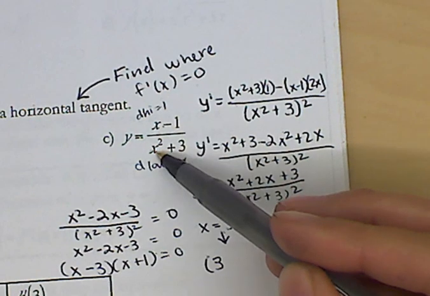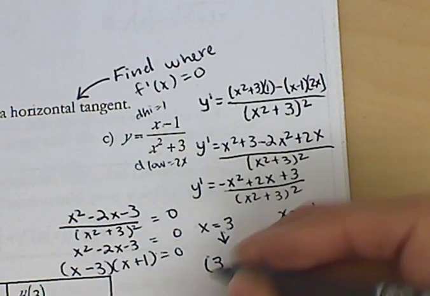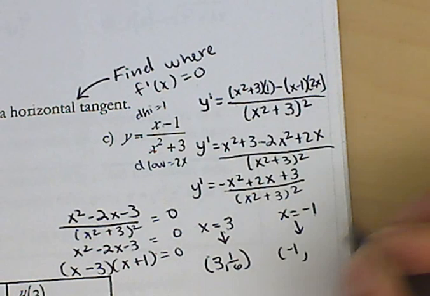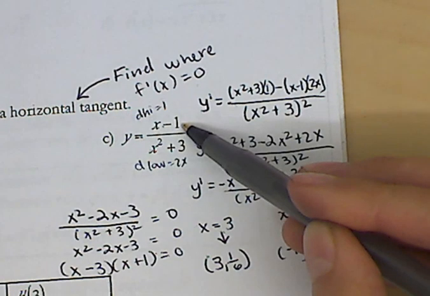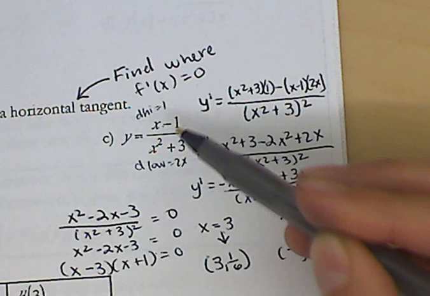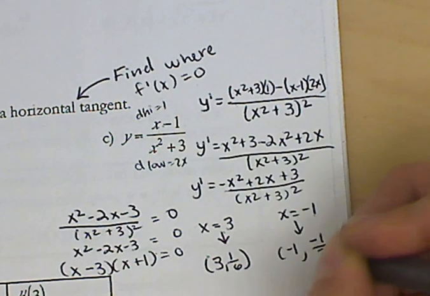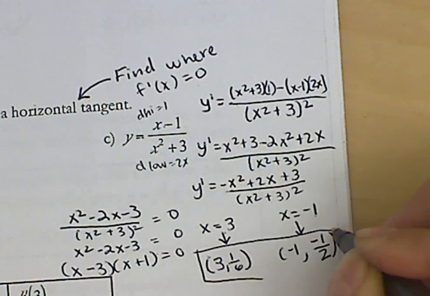So 2 over 12 is the same as 1 over 6. And for this one, I get negative 1. And when I plug in negative 1, I get negative 2 over 4. And that's the same as negative 1/2. So now I'm done. I have my points. Voila.